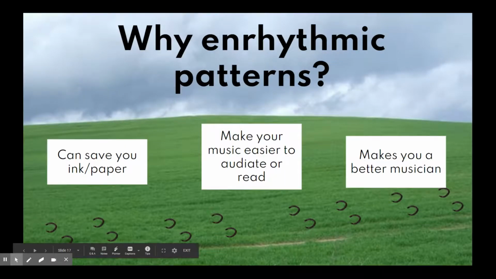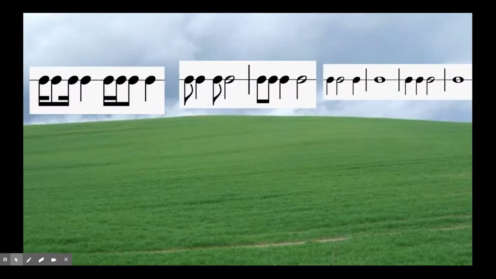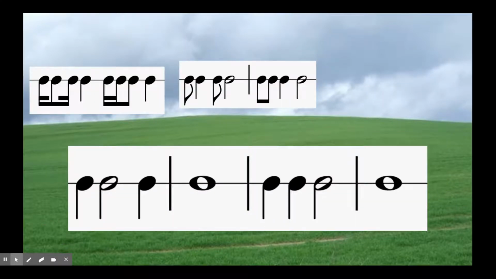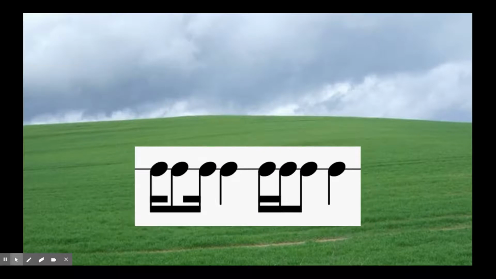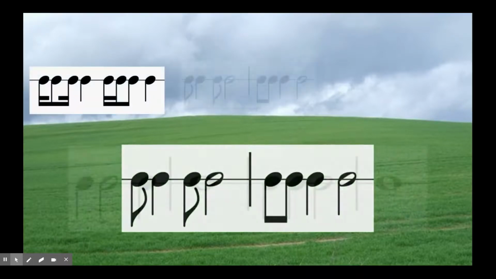Now, why are enrhythmic patterns important? First, as a composer, it can save you ink or paper. Maybe you're choosing to write your rhythms in your composition like this, and you realize that's going to take up a lot of space. You can make the choice to write in a more compact way, like this. It's kind of like the difference between choosing to write in small letters or all capital block print across a page.